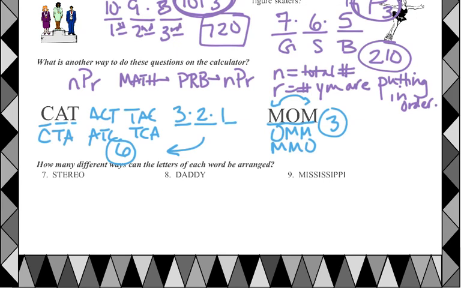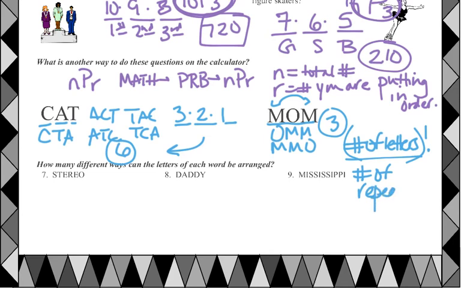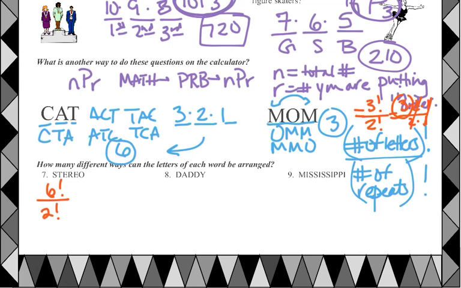So this is lending itself to our formula, where you take the total number of letters factorial, divided by the number of repeats factorial. So back to the mom question, it was 3 factorial for 3 letters, but because you had 2 M's, those were 2 factorial. And if I multiply those out, I get 3 ways. So when you have a word like stereo, there's 6 letters in stereo, but there's 2 E's. Total number divided by repeats, and you could type that on your calculator as 360. Another one, daddy, is 5 letters, but 3 D's.